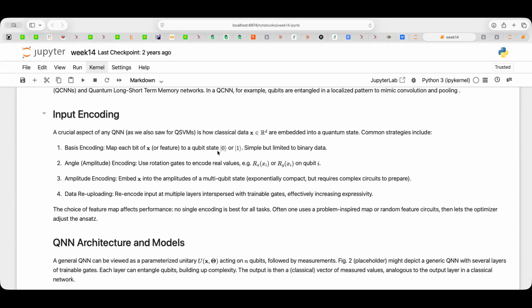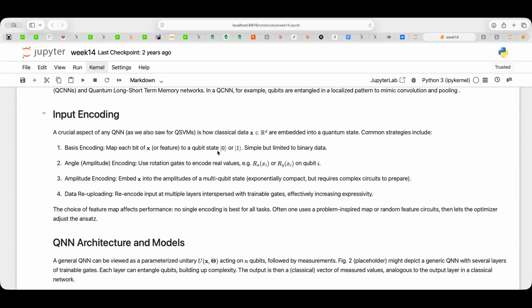As I said, today I just wanted to give you the broader picture. Next week, we are going to look in particular at the input encoding. There is another type of encoding, which we will also discuss next week, called angle encoding, and that uses rotation gates to encode real values on qubit i.